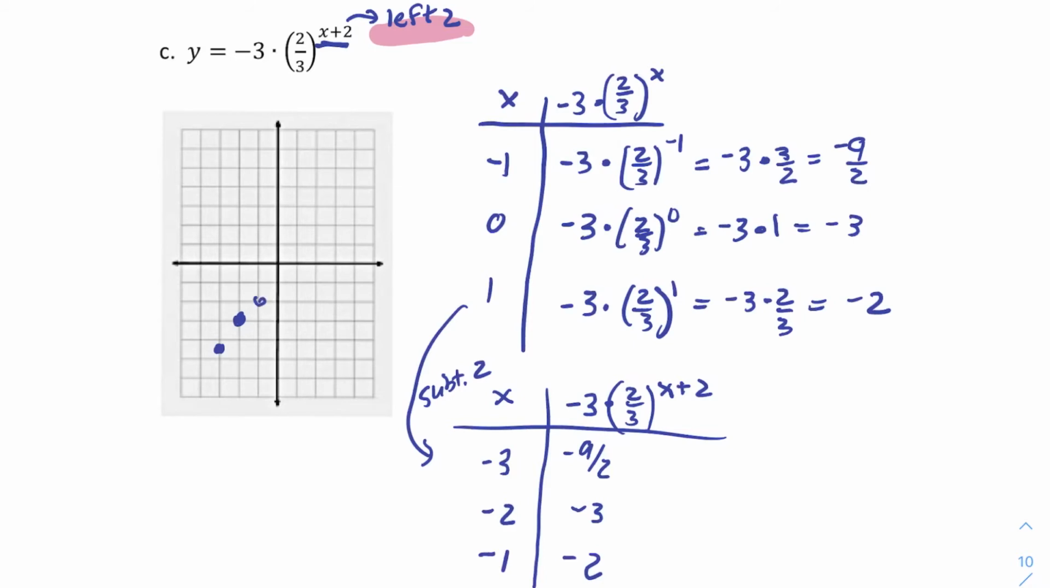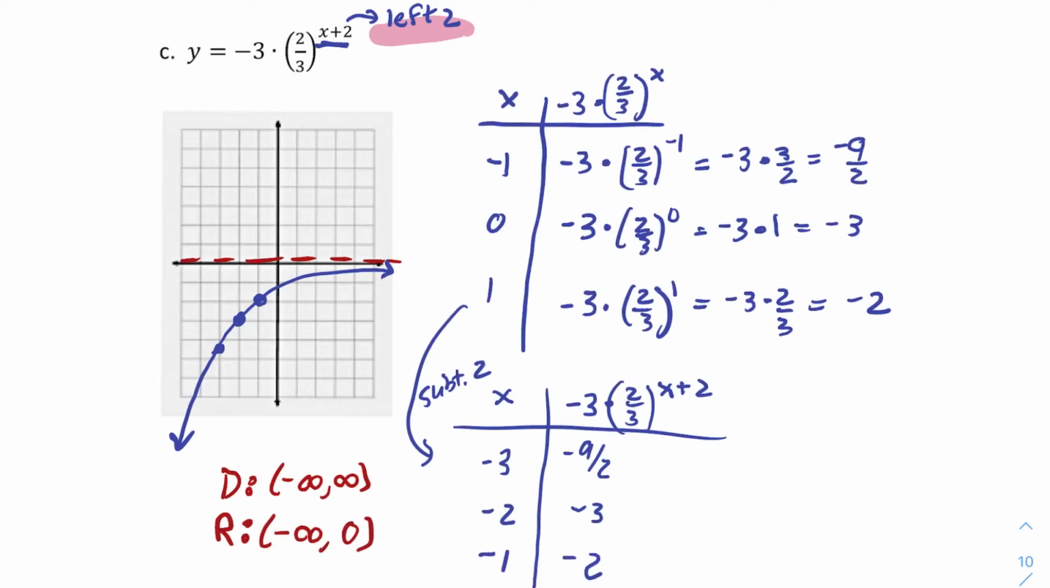And this one looks a little bit different because it's reflected across the x-axis. So it's not moved up or down, which means it's still going to approach the line y equals 0 for my asymptote. So that kind of tells you what its shape's going to be. It's not going to cross it. Your domain's negative infinity to infinity, and now your range is from negative infinity up towards 0.